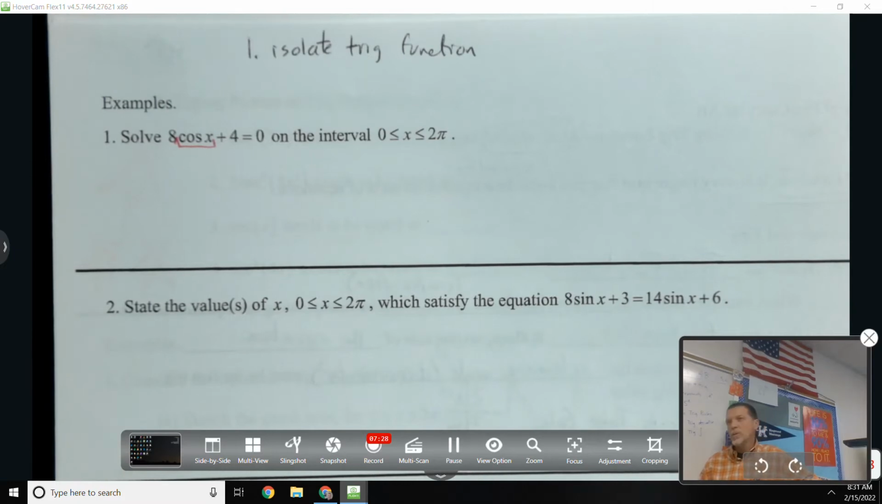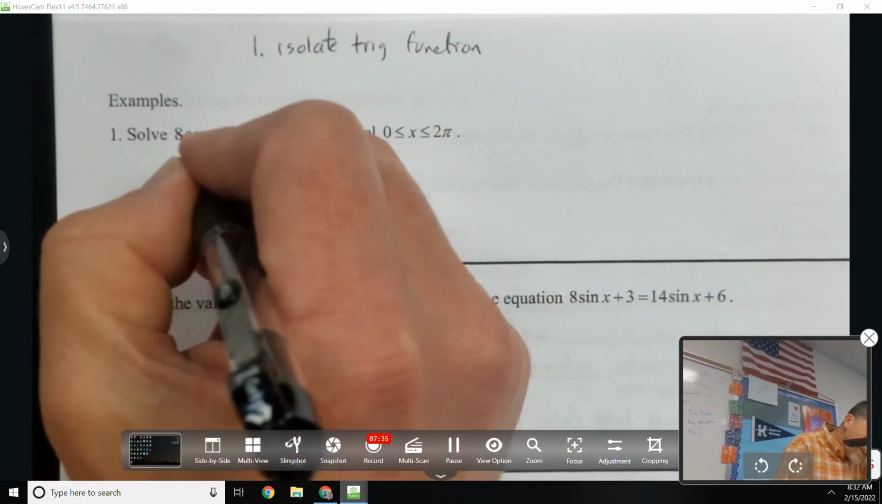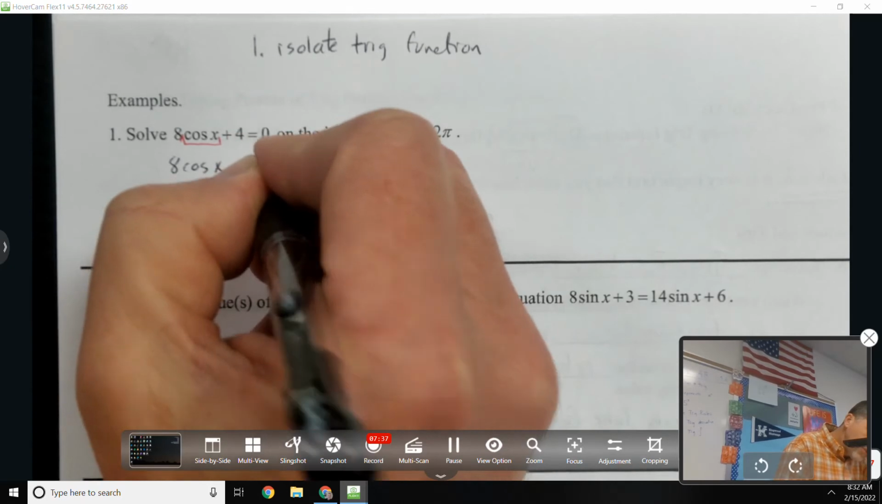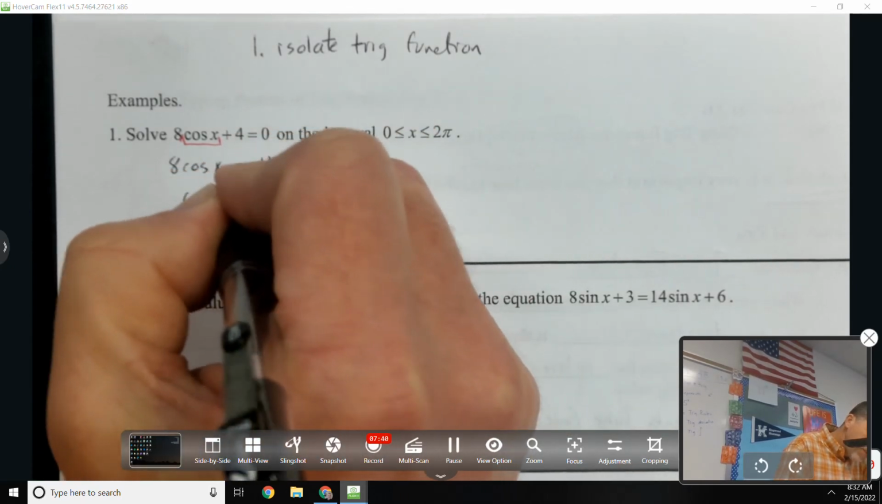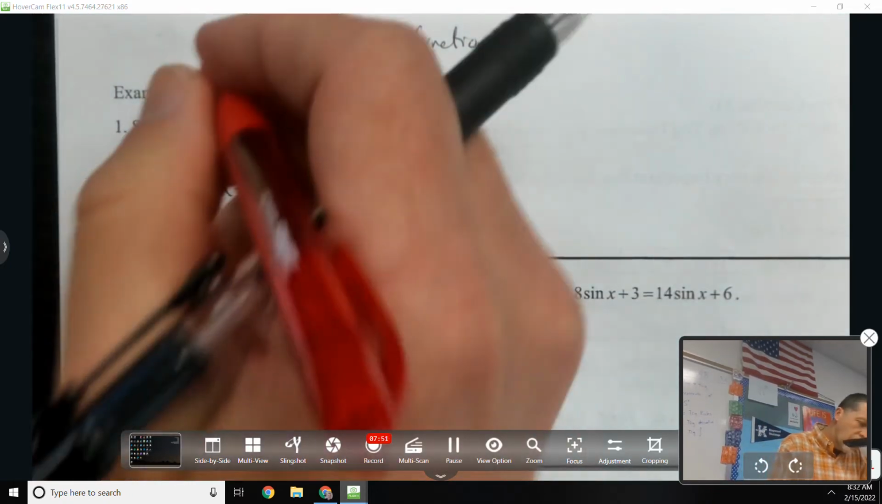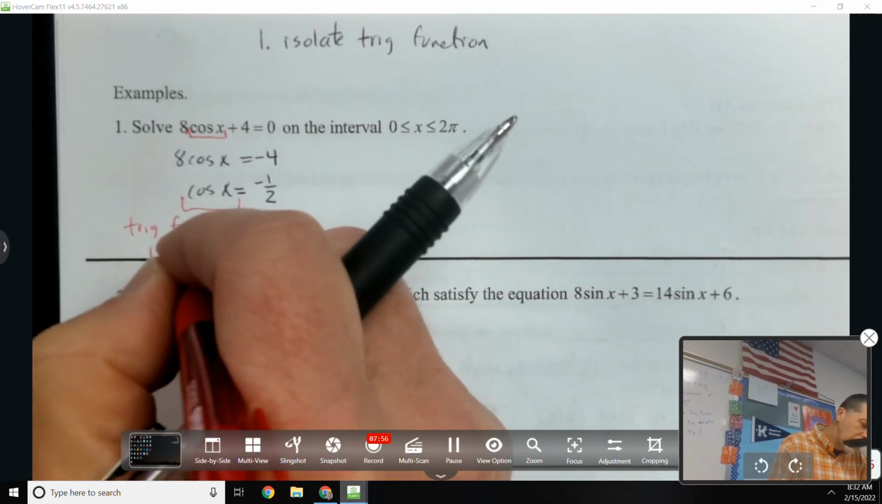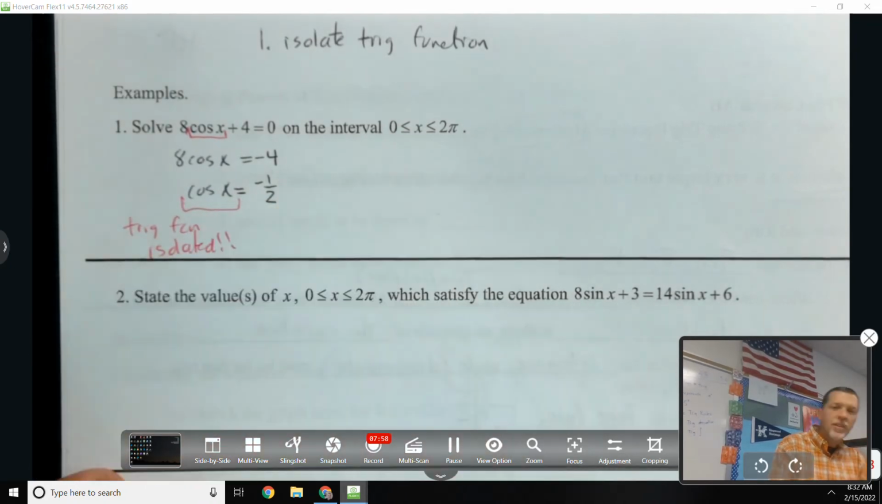Now, some people will do both steps at once. Other people will show all of their work, which is fine. 8 cosine x equals -4. If I divide by 8, cosine of x equals -1/2. That's isolating the trig function. Trig function isolated. Mission accomplished. Well, mission accomplished, but the problem's not over.